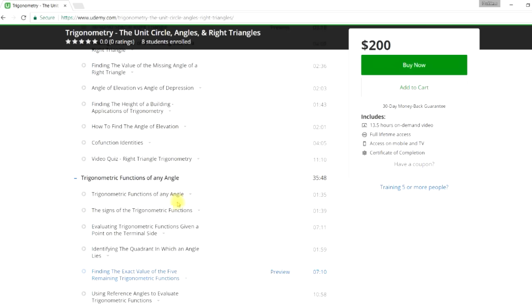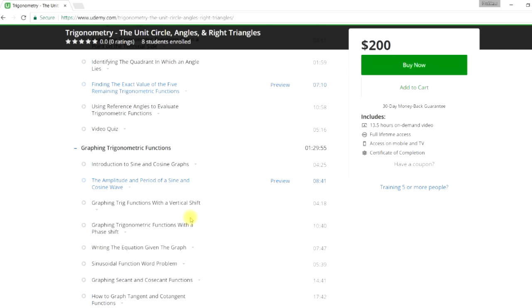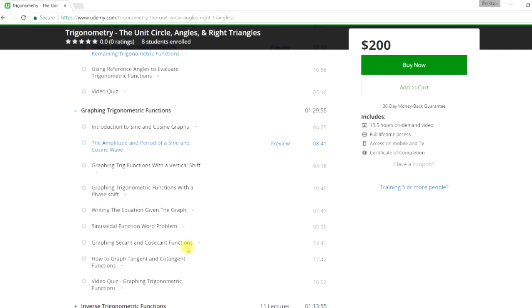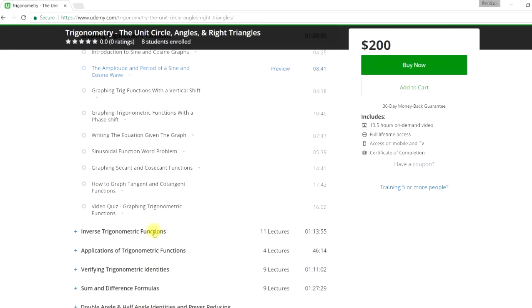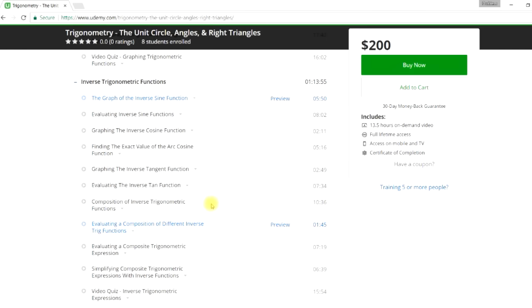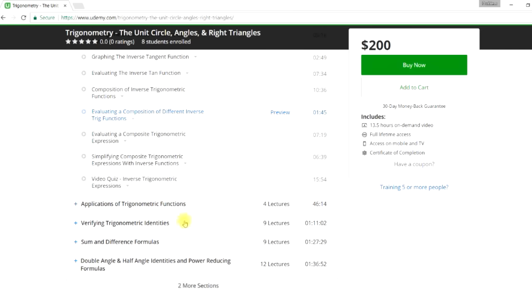After that, trigonometric functions of any angle, and then graphing trig functions. You need to know how to graph the sine and cosine functions, secant, cosecant, and tangent as well. After that, inverse trig functions. You need to know how to evaluate it and also how to graph it too. In addition, you need to know how to graph or evaluate composition of trig functions. For example, you might have sine of inverse cosine of 3/4 or something like that. And you can use a right triangle to solve those types of problems. You'll see when you access that section.